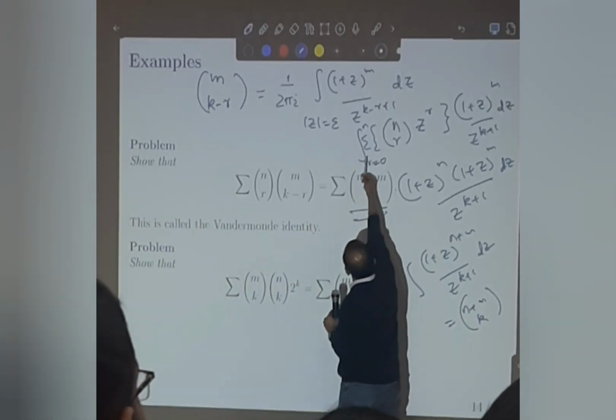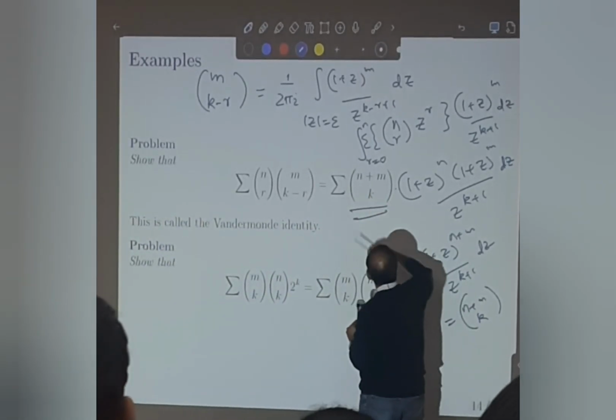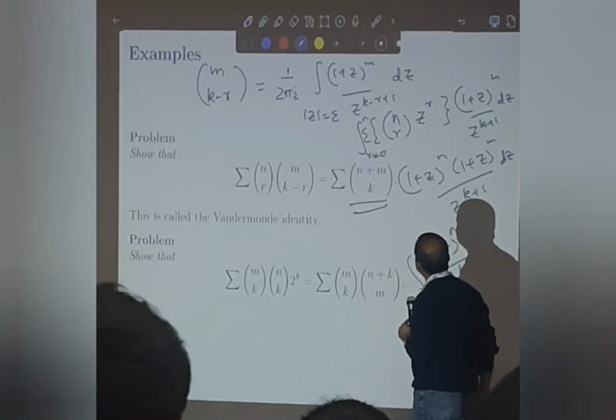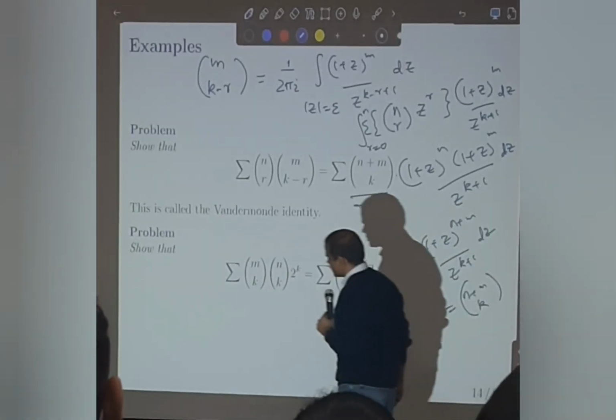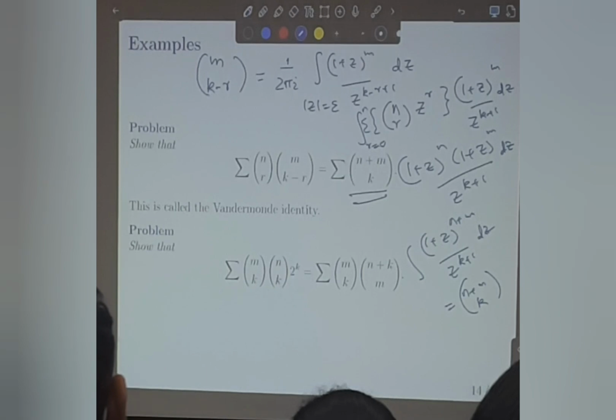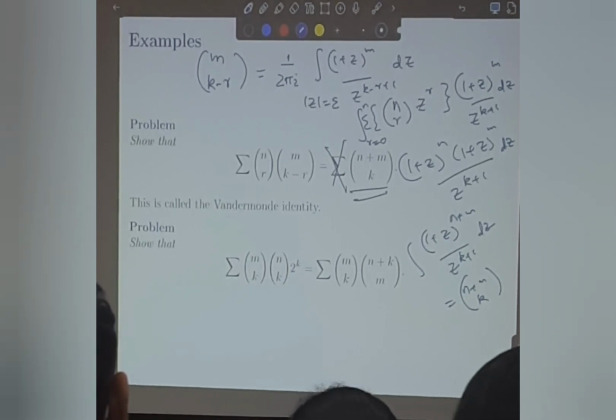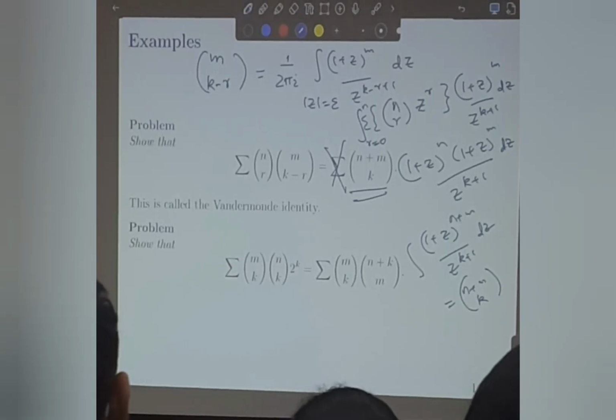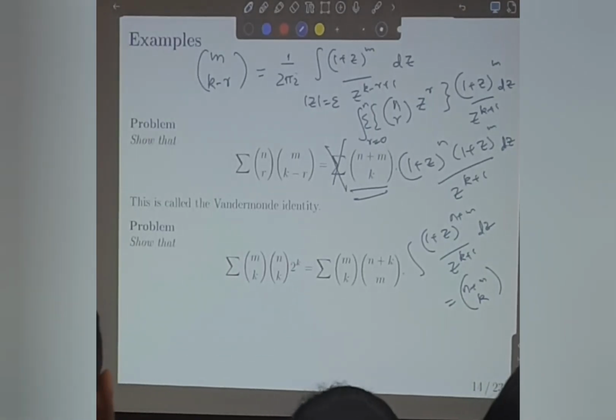This summation? Identity. Oh yeah, sorry, yes, thank you, you're right. This is a typo, yes, thank you. There is no, it's just n plus m choose k. You're right. There is no summation over here.